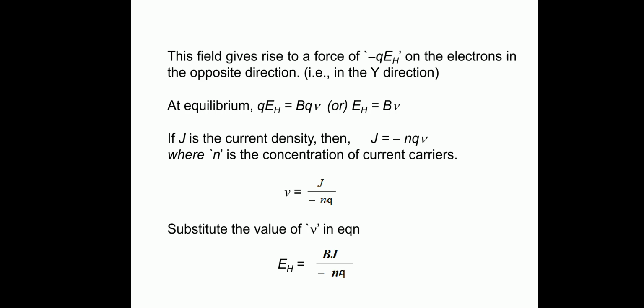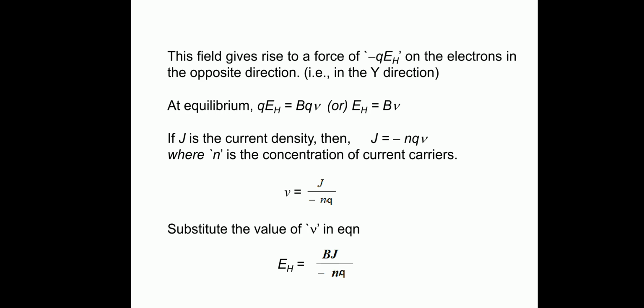So we can say that QEH minus QEH is equal to minus BQV, or from this we can write EH is equal to BV. So that's the first equation, that is, the electric field generated due to this Hall effect is equal to B into V. B is the magnetic flux density and V is the drift velocity, or the velocity of the electrons.